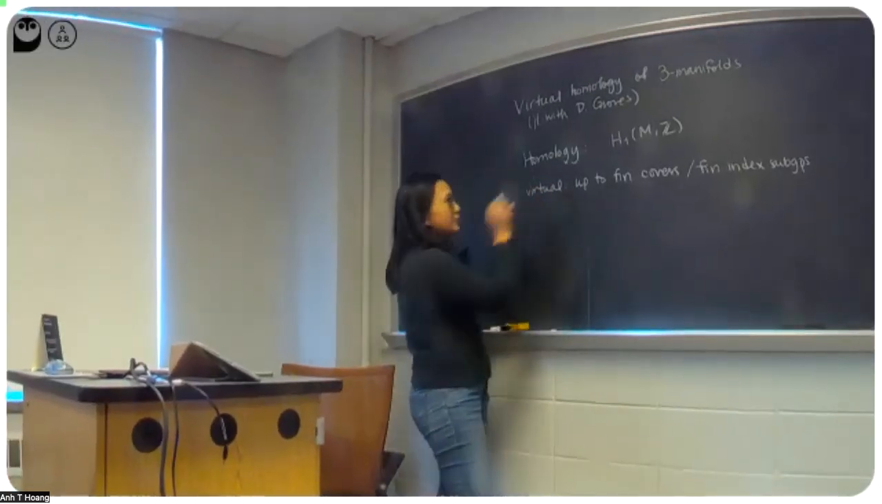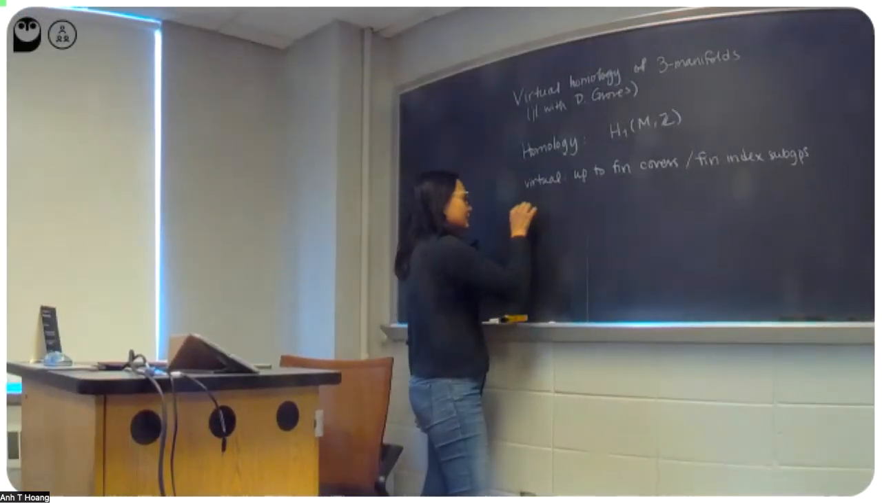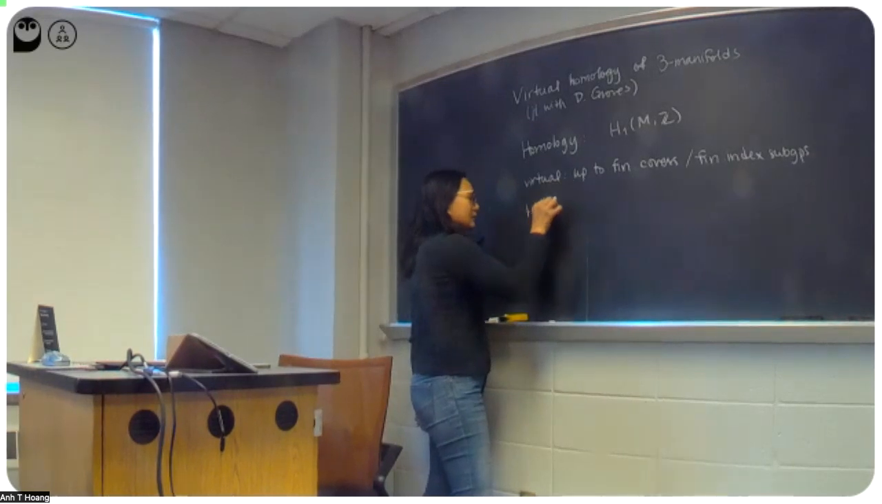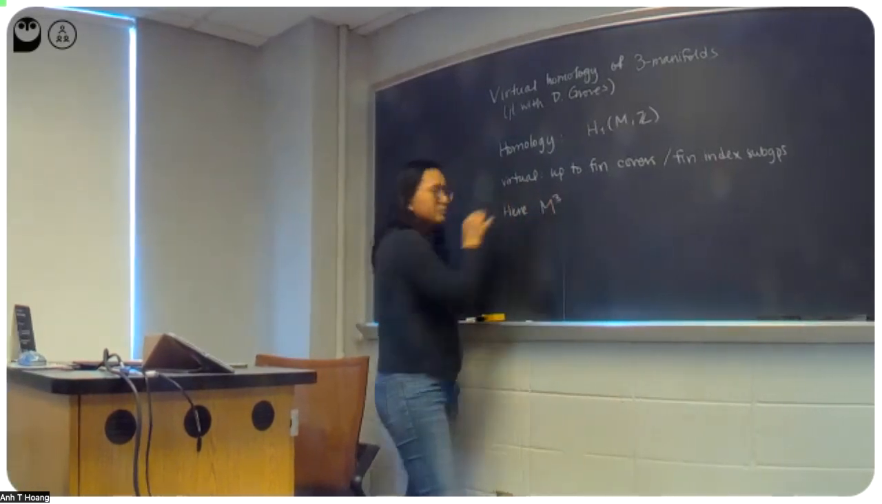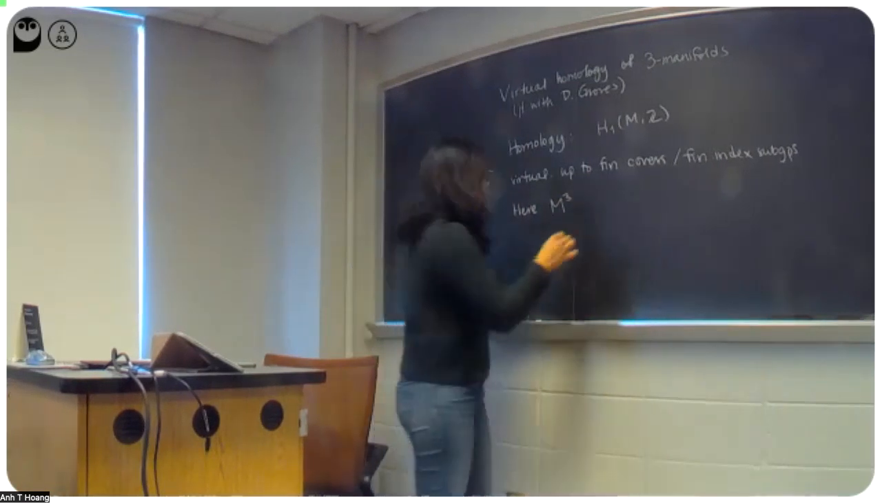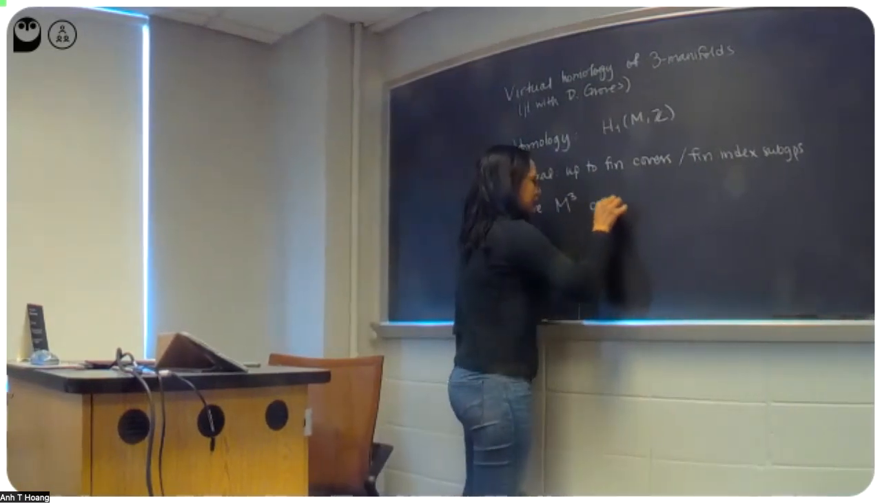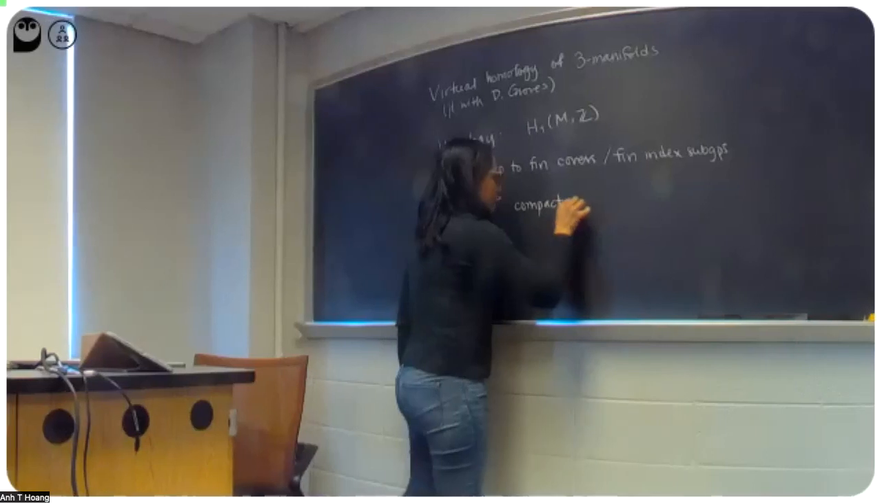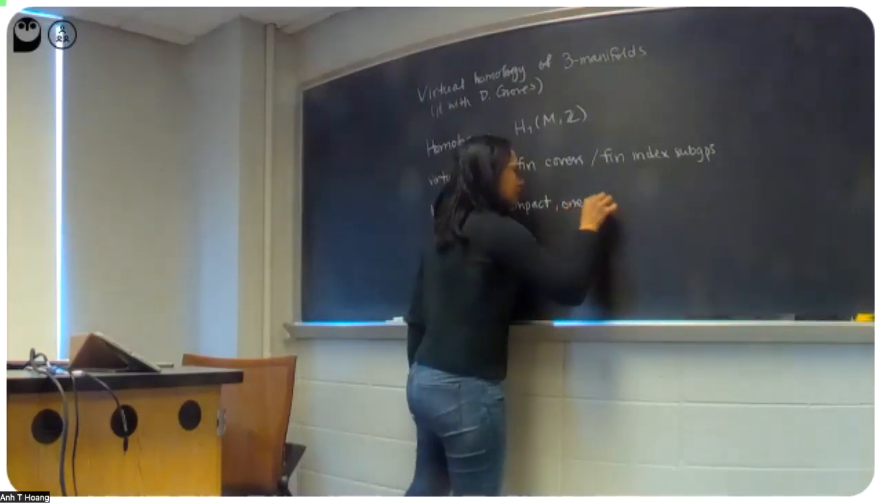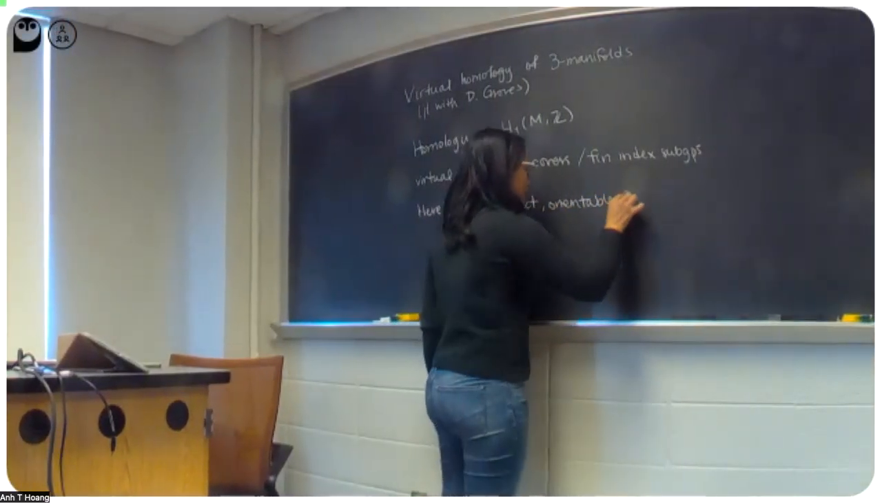And also let me tell you what M is in this case. So here, M is going to be three-dimensional. So this is going to be a compact, orientable, three-manifold.